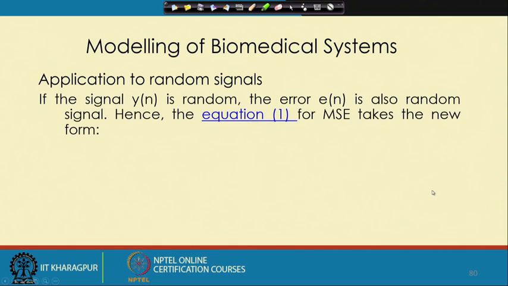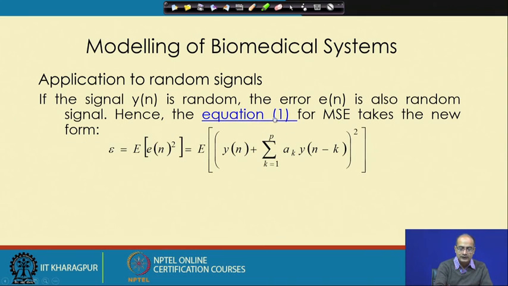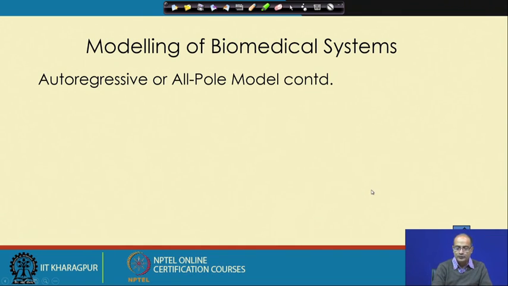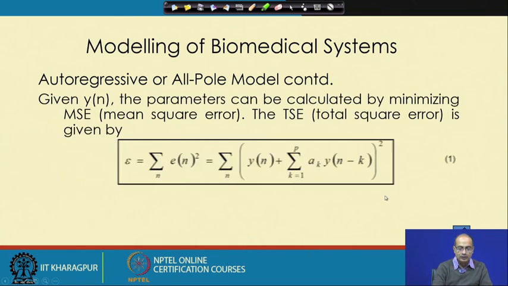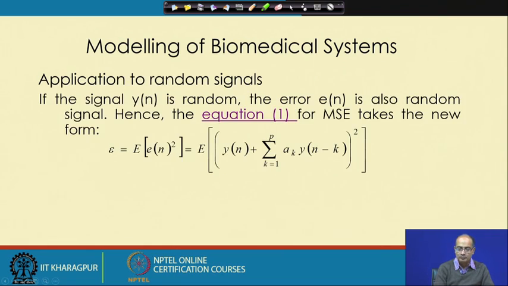Here, if we take y[n] as a random signal, the error e[n], which is the prediction error of y[n], is also random. So, in this case equation 1, what we had for the total square error, or a scaled version of it, the mean square error, would take a new form. What we have done is, instead of the summation, we have used the expectation operator.